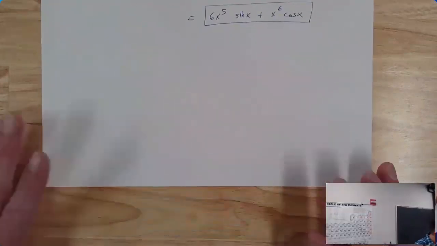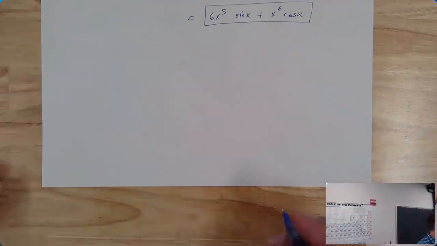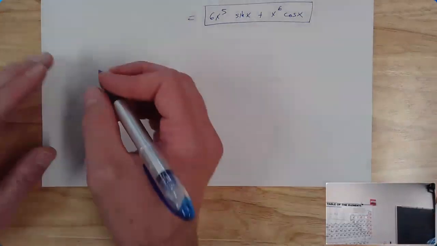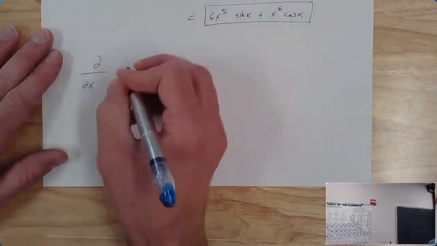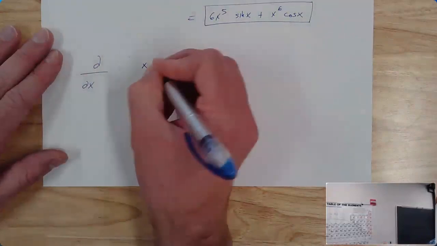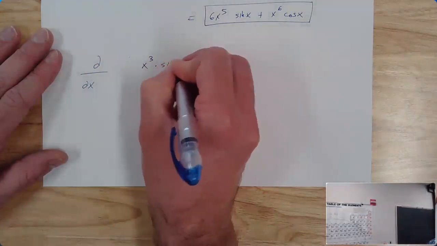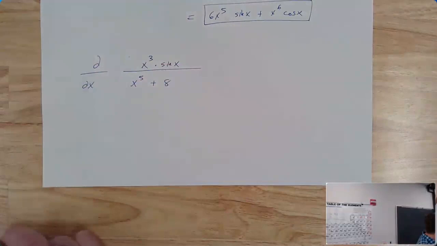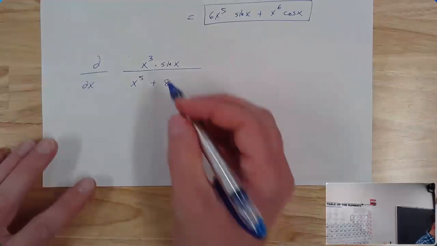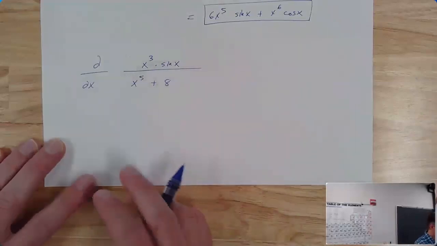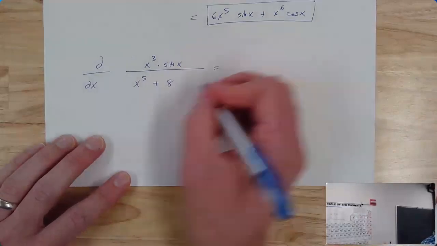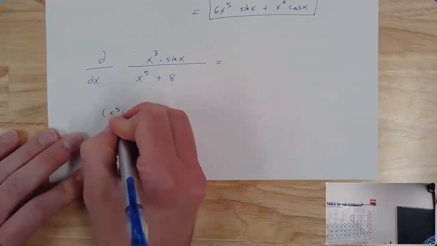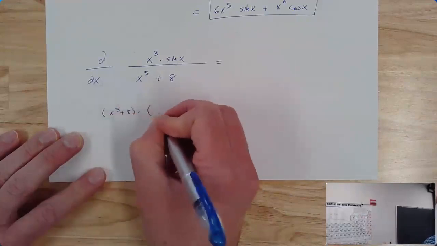You can also then start having things where you have like a product rule inside of a quotient rule. For example, if I wanted to find the derivative of x to the third times sine of x over x to the fifth plus 8. Now I have to use both. And you have to be careful about which order they get applied in. So I see a top over a bottom. So I'm going to take the derivative as the bottom times the derivative of the top.